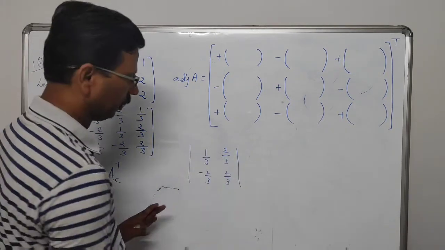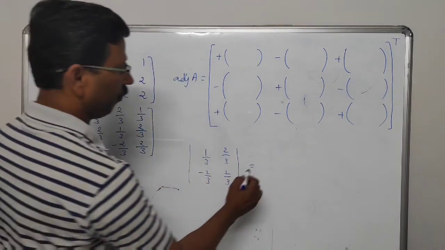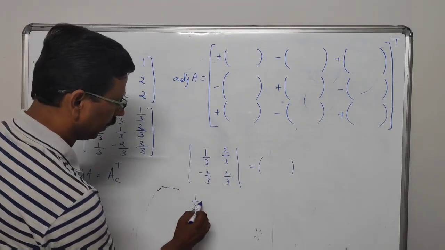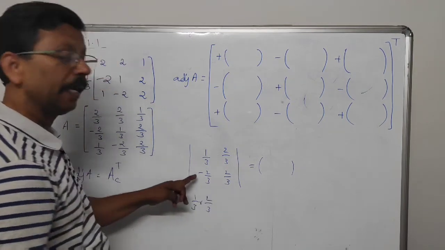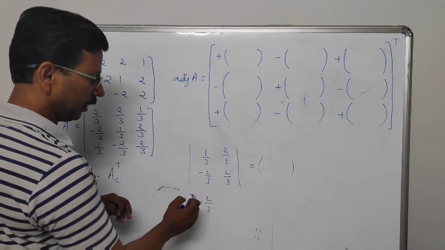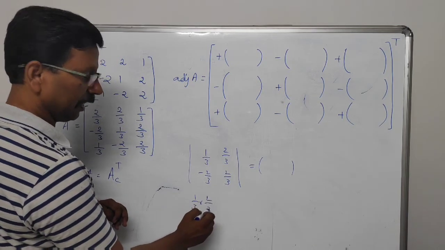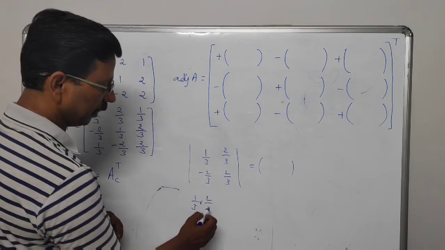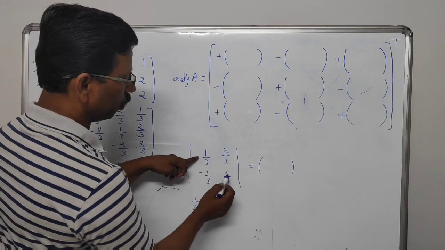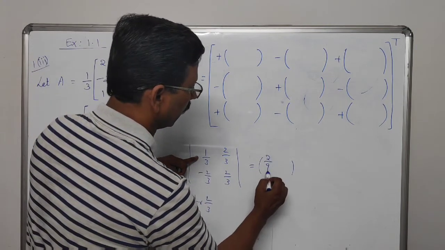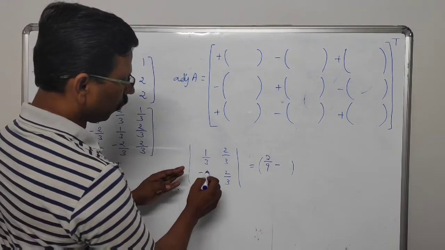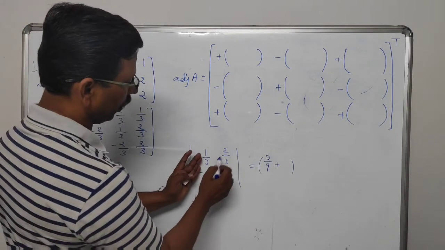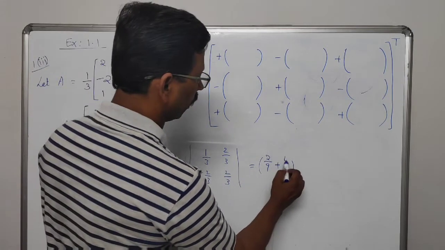This is rough work, we will not do it. Now we can do it directly. First we have to do the product of the principal diagonal: 1 by 3 into 2 by 3. While multiplying fractions, we multiply numerator with numerator and denominator with denominator. If possible you can simplify, but here it is not possible. So 1 into 2 is 2, and 3 into 3 is 9. Therefore the product of this is 2 by 9. Then minus into minus gives plus, so you put a plus sign here. Then we multiply 2 into 2, 4, by 3 into 3, 9. We can write 4 by 9.